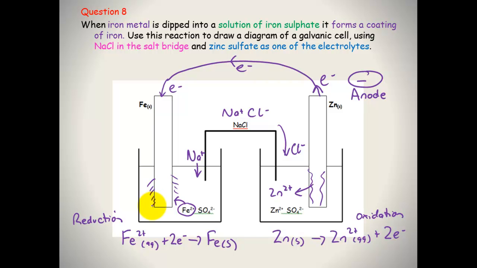Need to write an overall reaction, so again make sure these electrons are even, otherwise multiply the reactions by what they need to, and the overall reaction will be Fe2+ plus Zn solid goes to Fe solid plus Zn2+ aqueous.